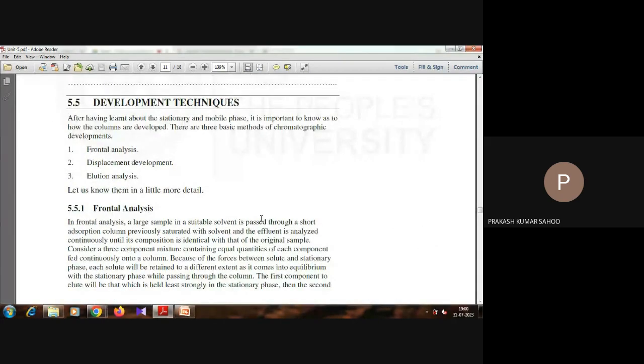Then we have the last part, that is development techniques. After having learned about the mobile and stationary phase, it is important to know how the column is developed, how we can develop the column. There are three basic methods: frontal analysis, displacement development, and elution analysis.